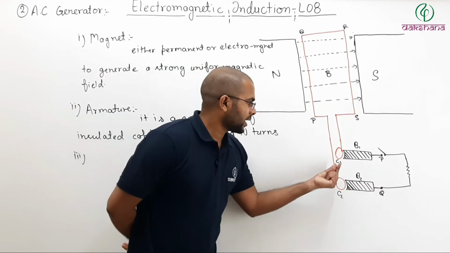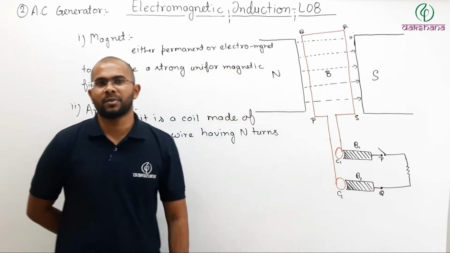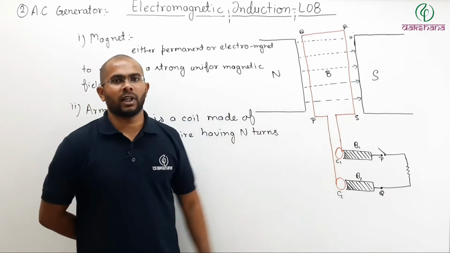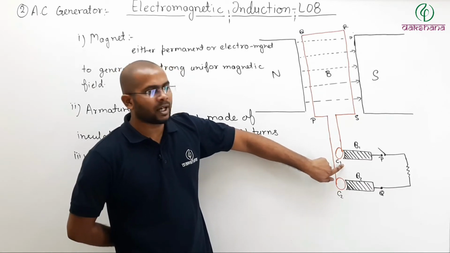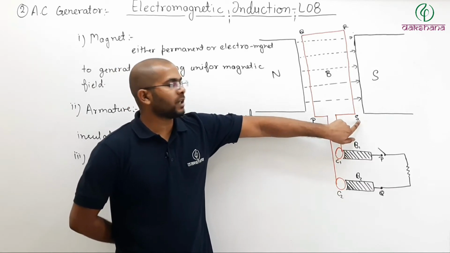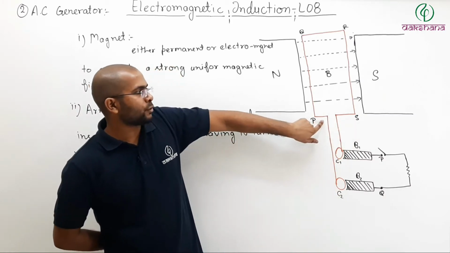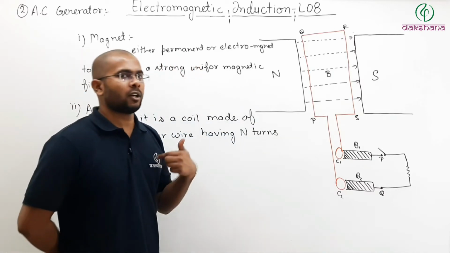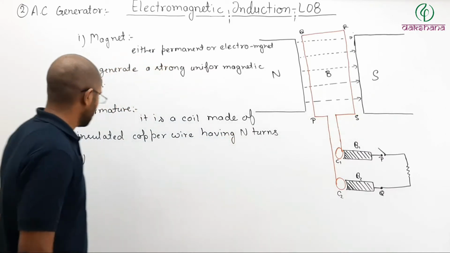Now here we have rings, they are called slip rings. Slip rings are attached to one end of the coil. For example, slip ring C1 will always be attached to end S, and slip ring C2 will always be attached to end P. So there are generally two slip rings and they are always attached to the same end of your coil.